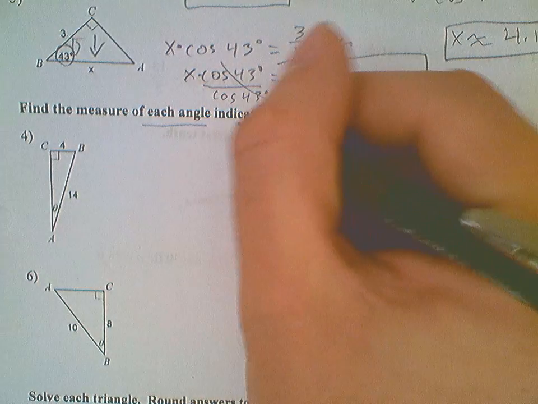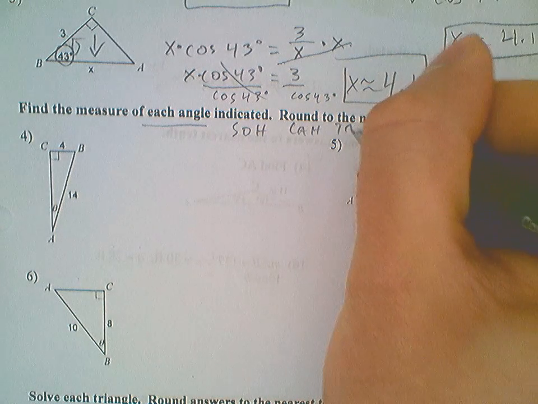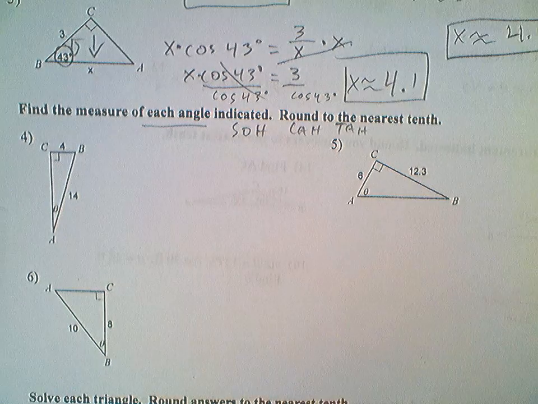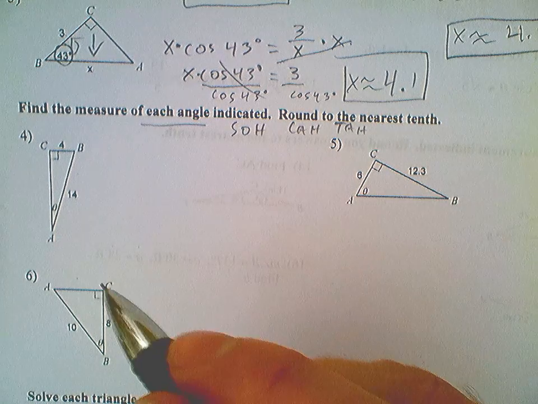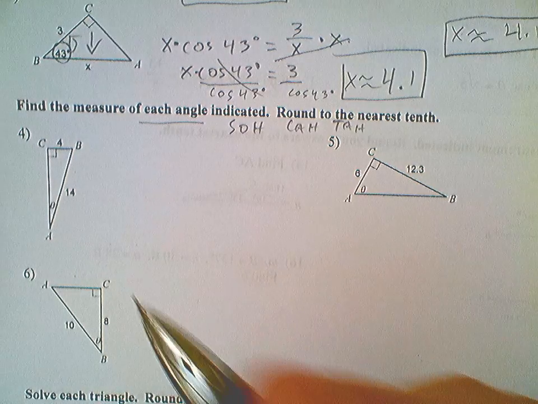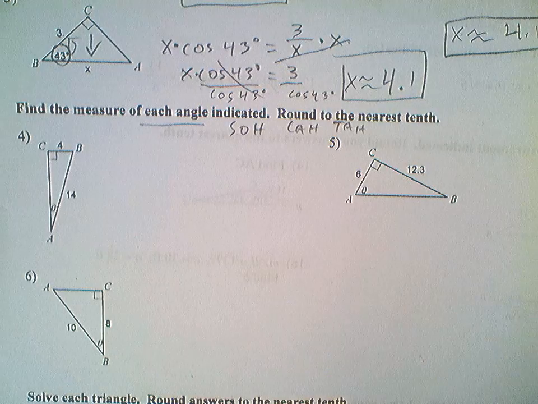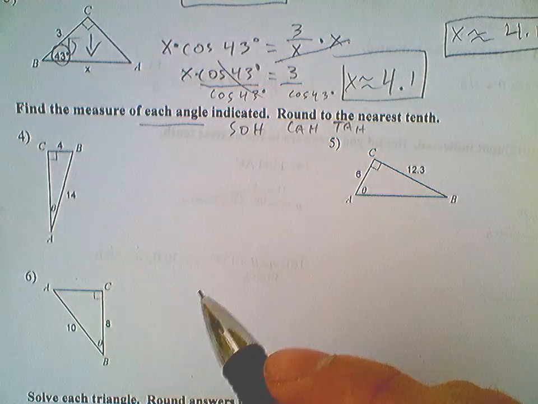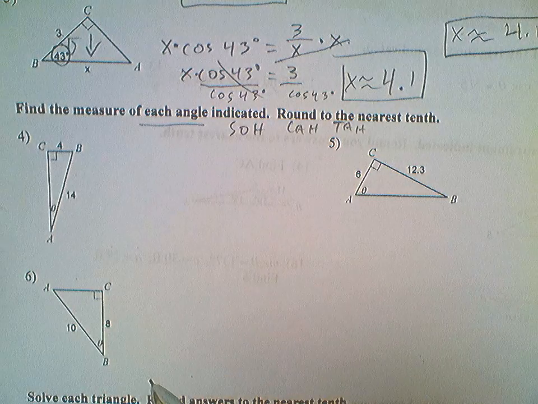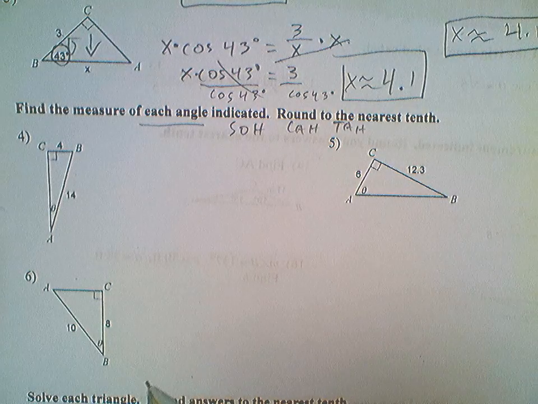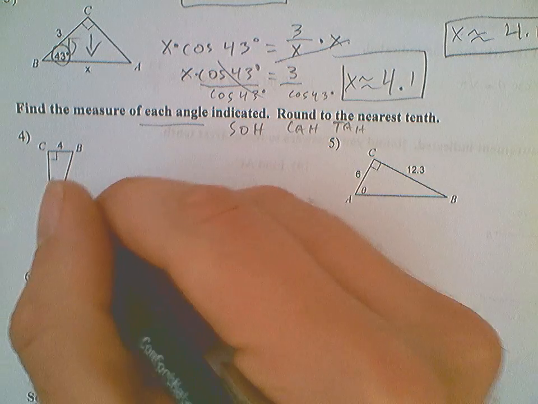So remember, the normal definitions of sine, cosine, and tangent give us ratios of sides. In these problems, we already have the ratios of sides. We're looking for the angle. So we're going to be using the inverse trig functions to help us do that. Remember, the inverse trig functions tell us what the angles are. So let's go ahead and get started on number 4.